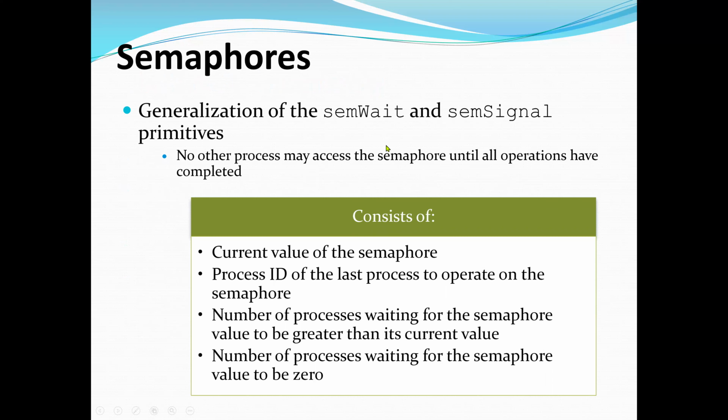The next section is semaphores. Again, in chapter 5 we talk about what a semaphore is. UNIX again uses semaphores. The semaphore system calls in UNIX are a generalization of the semWait and semSignal primitives, which are defined in chapter 5 of the course textbook.